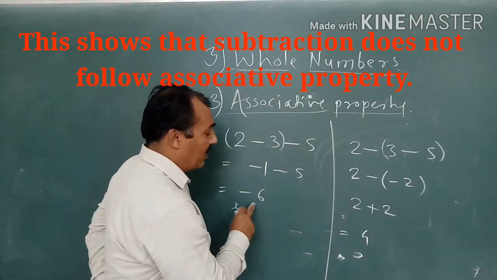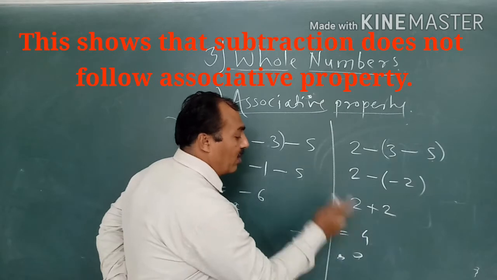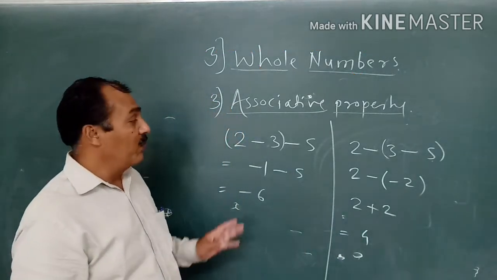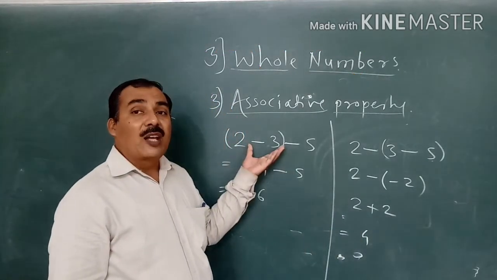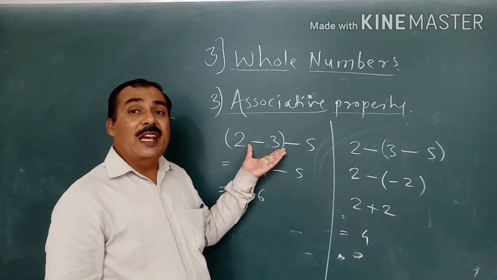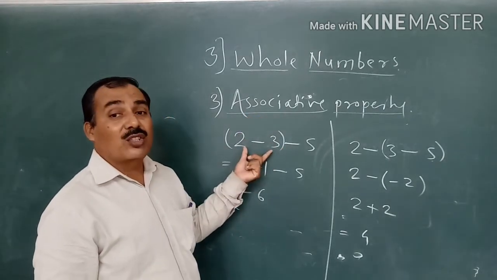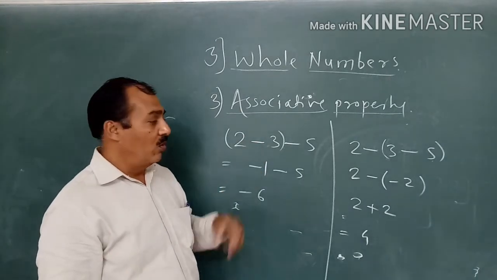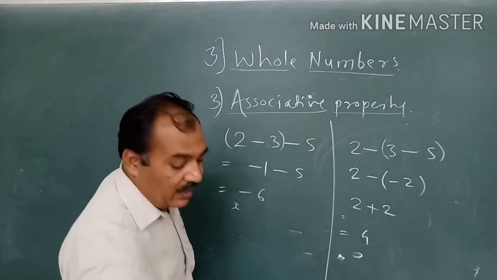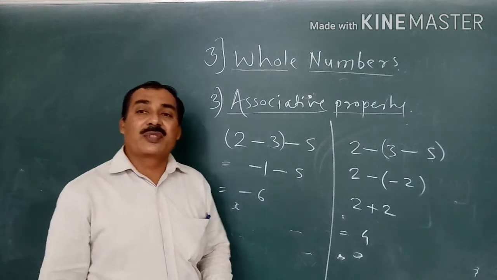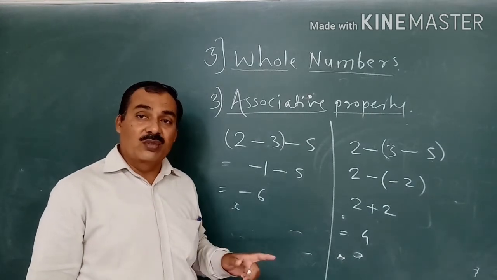Are the results equal? Here we got minus 6. Here we got 4. That means associative property cannot be applied for subtraction of the whole numbers. So in other words, we can say that subtraction is not associative.